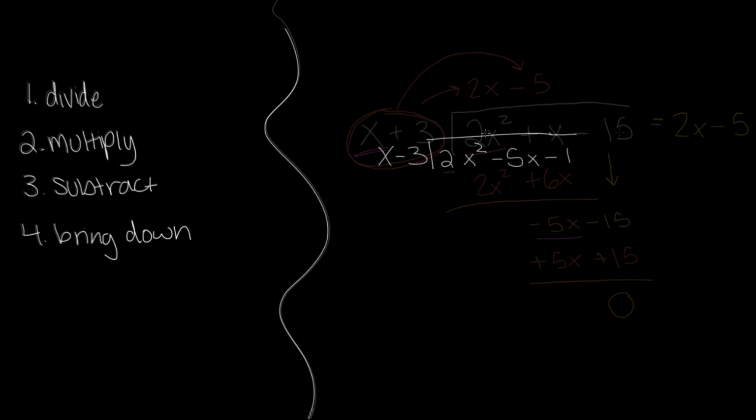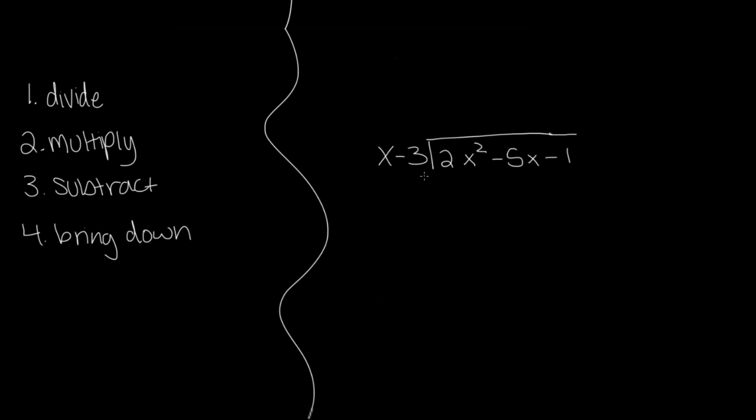Let's try another one. So we have 2x squared minus 5x minus 1 divided by x minus 3. So we're going to keep doing the same thing we've been doing and following those steps. So we divide 2x squared by x, which is going to give us 2x. Then you multiply the entire thing by whatever you just got. So that's going to be 2x squared minus 6x.